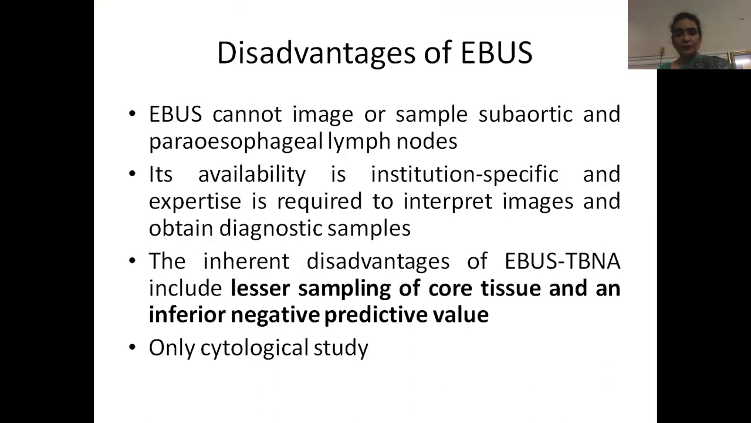EBUS cannot image or sample subaortic and paraesophageal lymph nodes. Its availability is institution-specific, and expertise is required to interpret images and obtain diagnostic samples. The inherent disadvantages of EBUS TBNA include lesser sampling of core tissue and an inferior negative predictive value. Only cytological studies are possible with the sampling of EBUS.